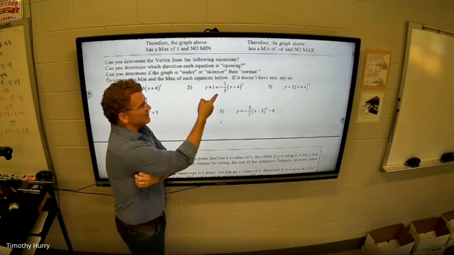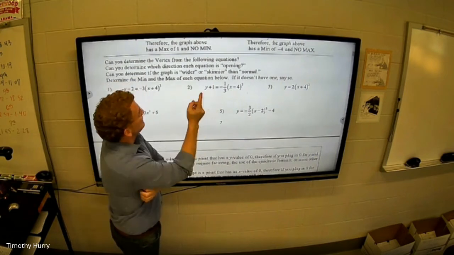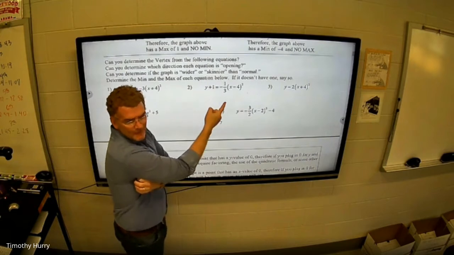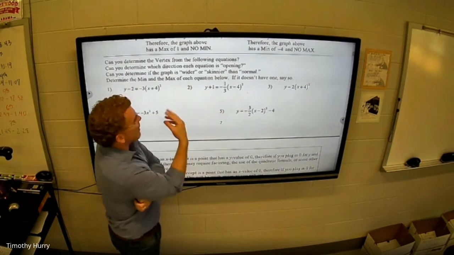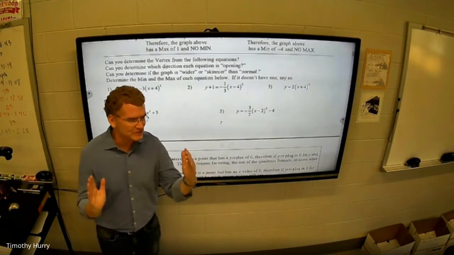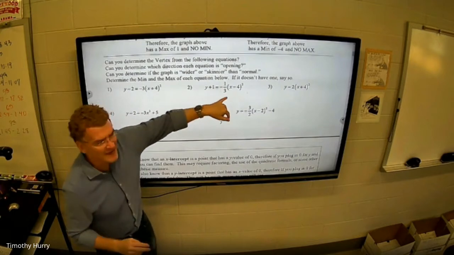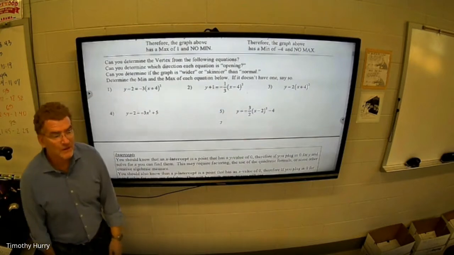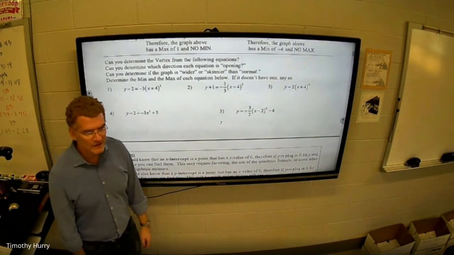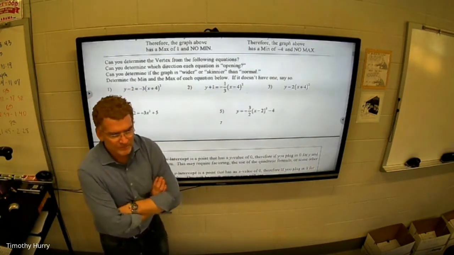Right here, what's the vertex? 4, -1. Which way is it open? Down again. Is it wider or skinnier than normal? A little bit wider, because it's between 1 and -1. One of those fractions or decimals between 1 and -1. And would this have a max or a min? A max, and what would the max be? -1, okay?